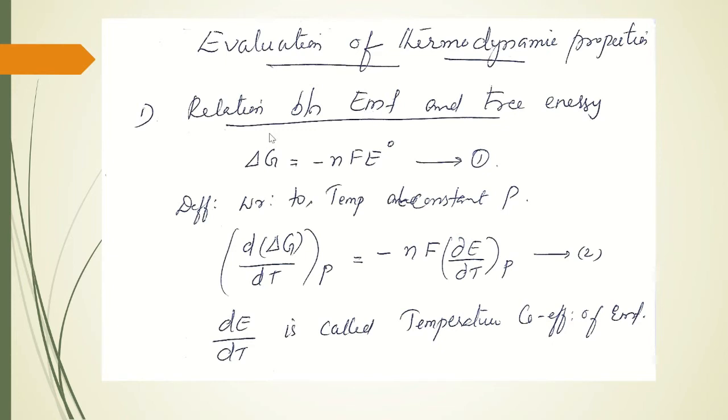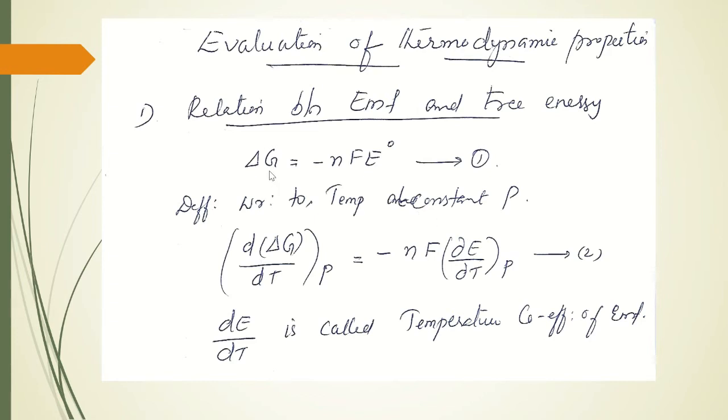We know that delta G, the free energy, is equal to minus nFE0. And you have to differentiate that delta G with respect to temperature at constant pressure. That is the only thing you have to keep in mind. The first step is to differentiate with respect to temperature at constant pressure.